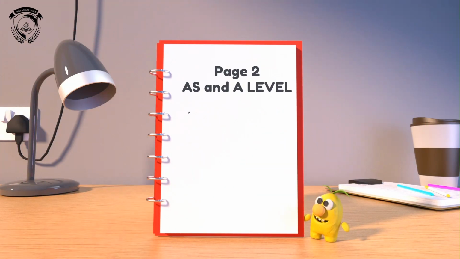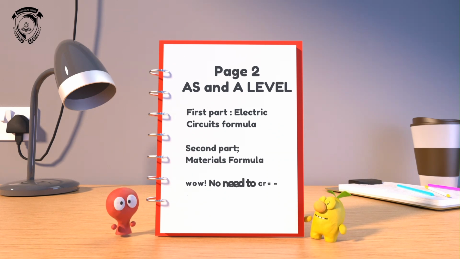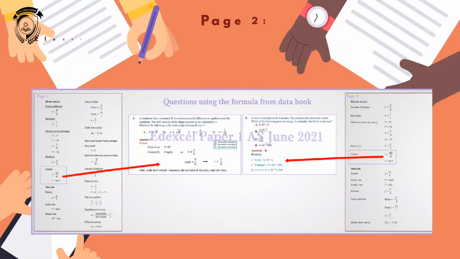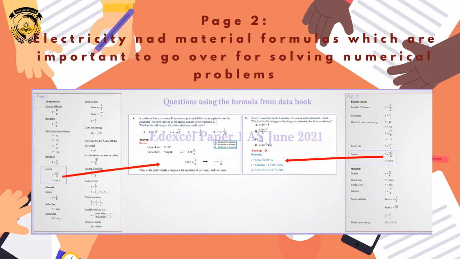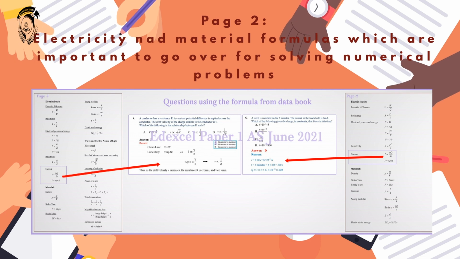Okay, page 2 of the AS and A Level Physics Formula Sheet. The first part consists of the electrical circuits formulas, and the second part is the materials formulas. So that's a good thing. You don't have to cram the stuff. You can see page 2 in front of you. It is showing you the formulas for electricity and materials. These both are page 2 from the A Level and AS Physics Formula Sheet.